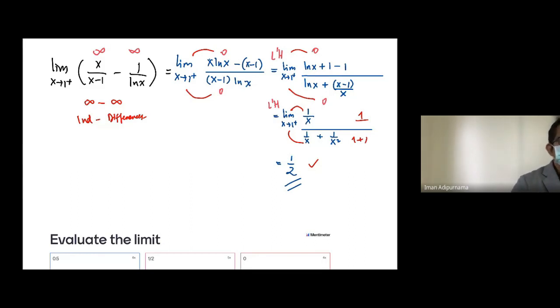Okay, any questions before we continue? So this is about the L'Hopital and indeterminate forms. Okay.